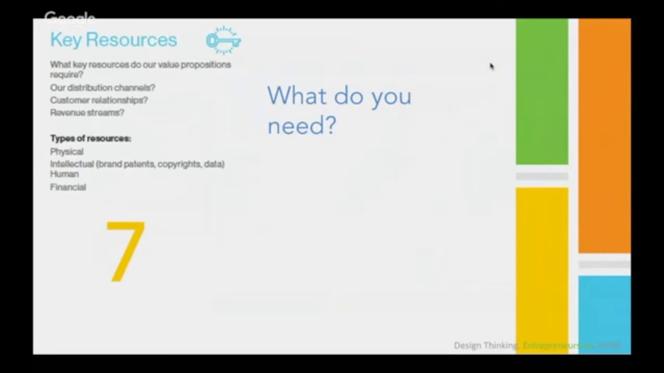So key resources, what are the things that you need in order to make your value proposition happen? So it's pretty easy when it comes to a product, right? You need your supplies, but other key resources could include people, so manpower, intellectual, so like a recipe. Patents, and also think about physical space, financial. Like, do you need to pay rent for your building if you have a building?